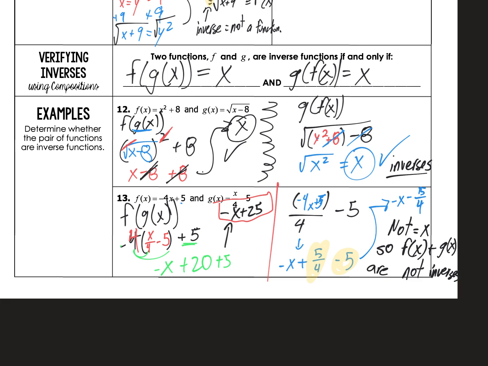If they are inverses, they should cancel out and you should get x for both of the answers. If you do not get x for some reason, you know that they are not inverses. So guys, that is the basics for inverses of functions. Make sure that you go back and get all of these notes. Besides that, good luck with the homework. Make sure that you guys practice this.